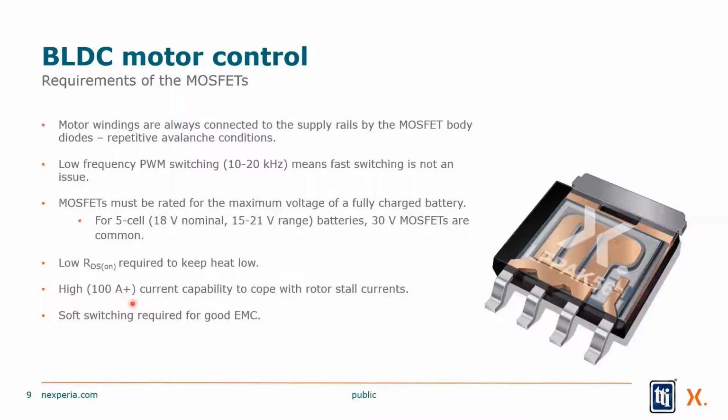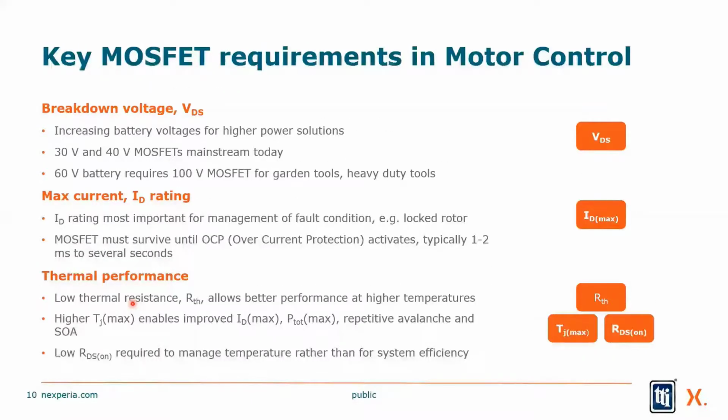And then finally, I need something like soft switching, which is required for good electromagnetic control. I do not want this thing to make so much noise that it shuts down all the radio and TV in the area when it's running. So these are kind of the requirements. When I'm building a brushless DC motor, this is what I'm going to ask of the MOSFET. So let's look at each one of them then.